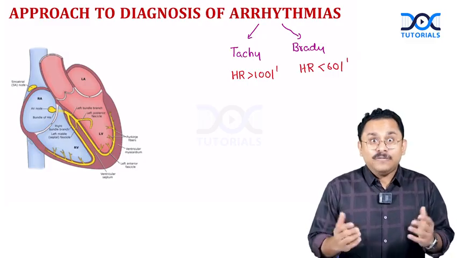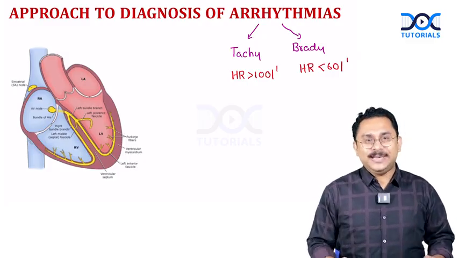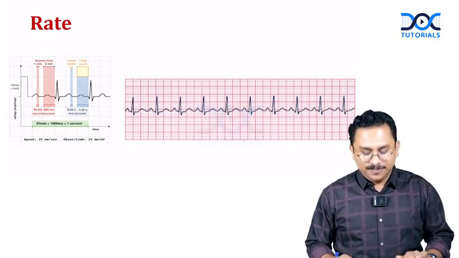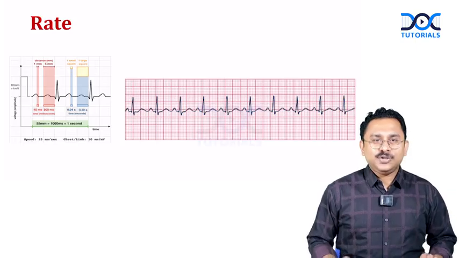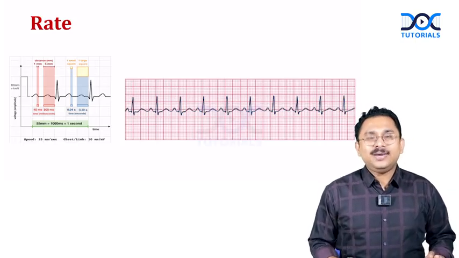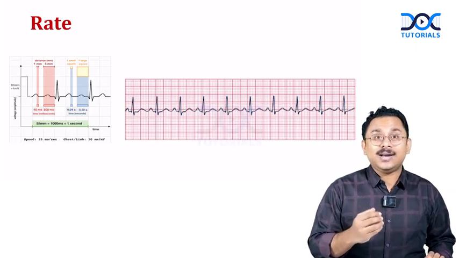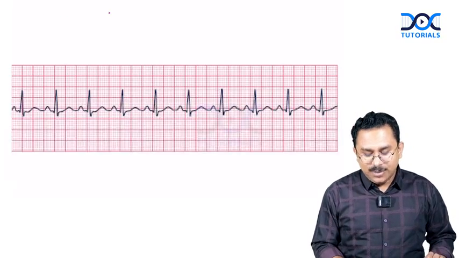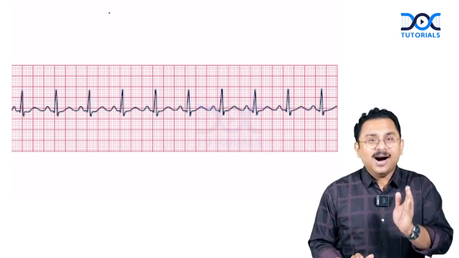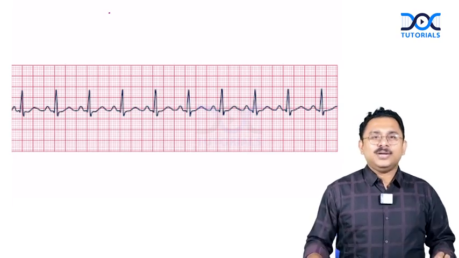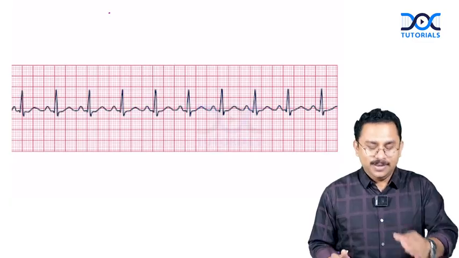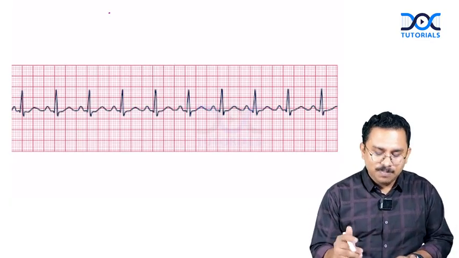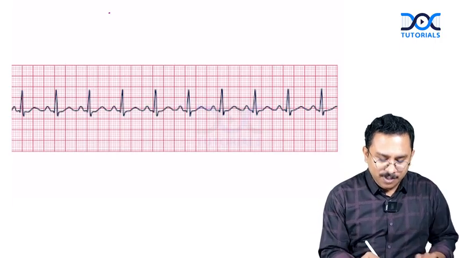So how do you find out the rate using the ECG? Now, let me tell you the formula to assess the rate using the ECG. So first of all, you have to see whether the complexes are regular or irregular. If you look at this ECG strip, you can easily identify that the RR interval is regular. So if the RR interval is regular, then you can identify the heart rate by a simple formula. So what is that simple formula?